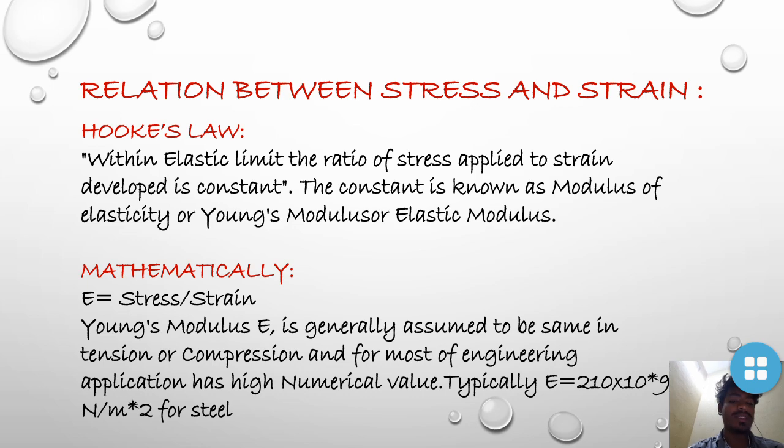Mathematically, Young's modulus E equals stress by strain. Young's modulus is generally assumed to be in tension or compression, and for most engineering applications it has a high numerical value. Typically, it is 210 into 10 to the power of 9 Newton per meter square for steel.